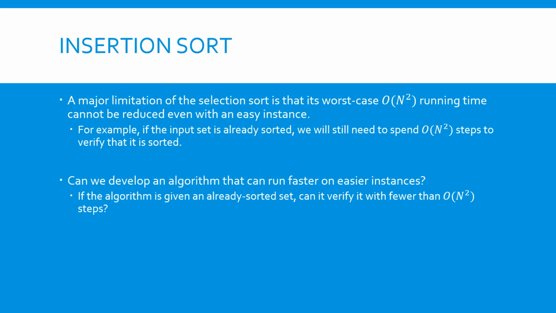The major limitation of the selection sort algorithm is that it cannot take advantage of easy instances. For example, even if the input contains a list of already sorted elements, the selection sort algorithm still needs O(n)² time. This is because it still has to check each element in the existing set to select the smallest element.